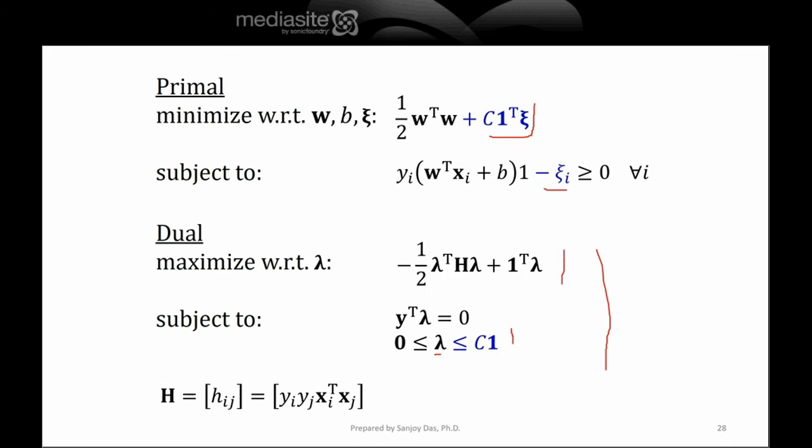The objective function, the dual function, is the same. Y transpose lambda equals 0. It remains the same as before. Summation lambda i yi equals 0. The only change is we only allow lambda to lie between 0 and C. That is the only difference between the hard margin SVM and the soft margin SVM as far as the dual is concerned.